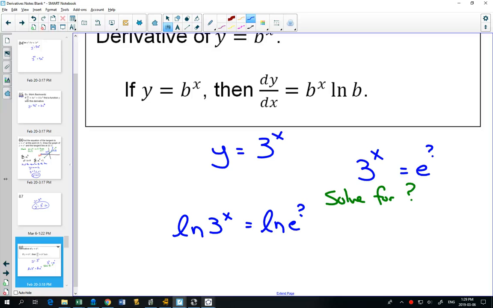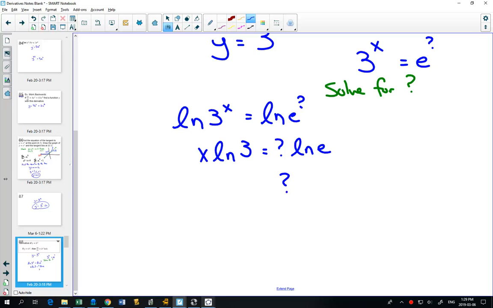What do my log laws allow me to do? It lets me take my x out in front. It would also let me take my question mark out in front. What's the natural log of e? The natural log of e is equal to 1, so I just get my question mark has to equal x times the natural log of 3. What does that mean? That means that 3 to the x is equal to e to the x times the natural log of 3.